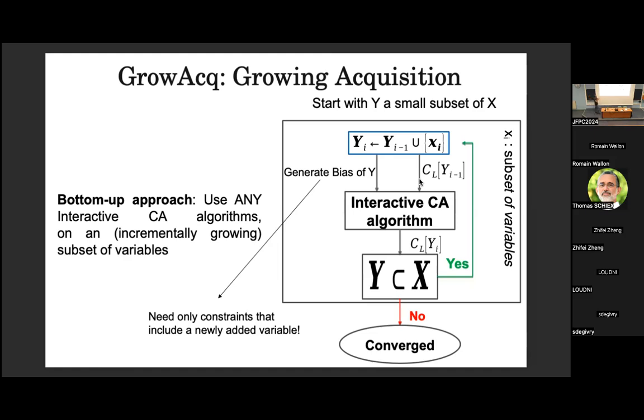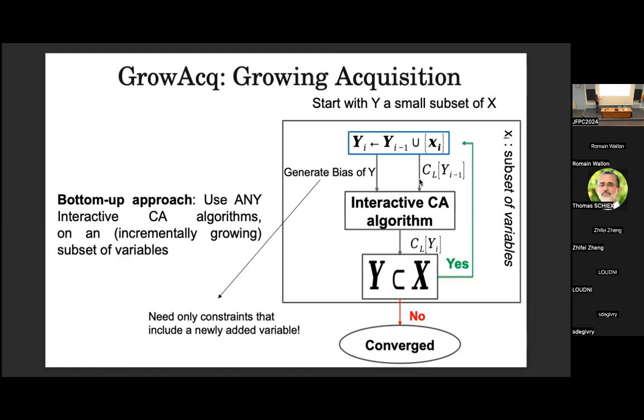Instead of using all of the variables from the very beginning, let's first take a small set of variables, maybe even 2 variables, why not? And you only ask questions. You can use any standard constraint acquisition algorithm on just a subset of the variables. Let's say 2 variables, right? You learn whatever constraint there is. After you use any existing constraint acquisition algorithm, you've actually learned the set of constraints that have that set of variables in common, all right?